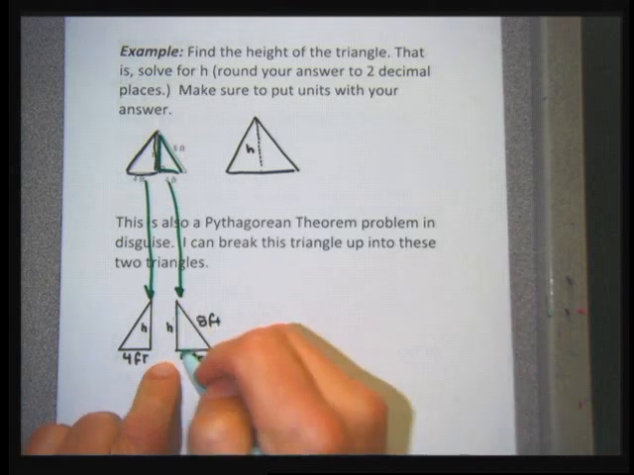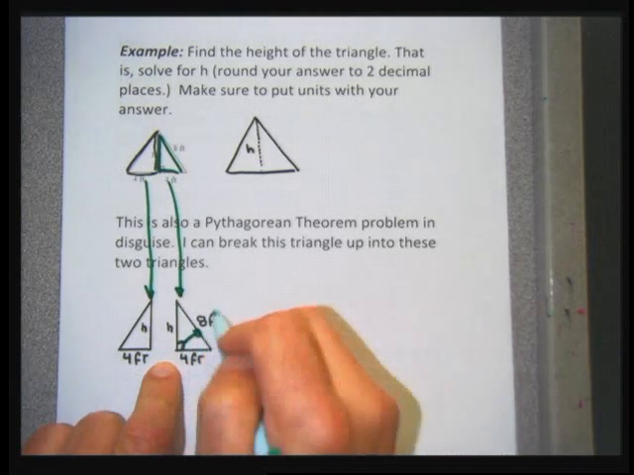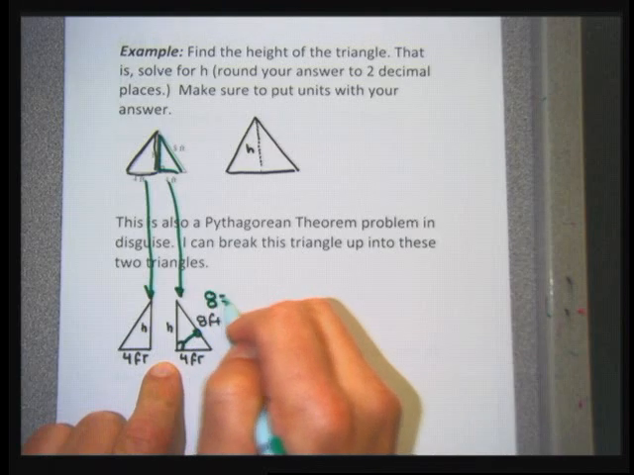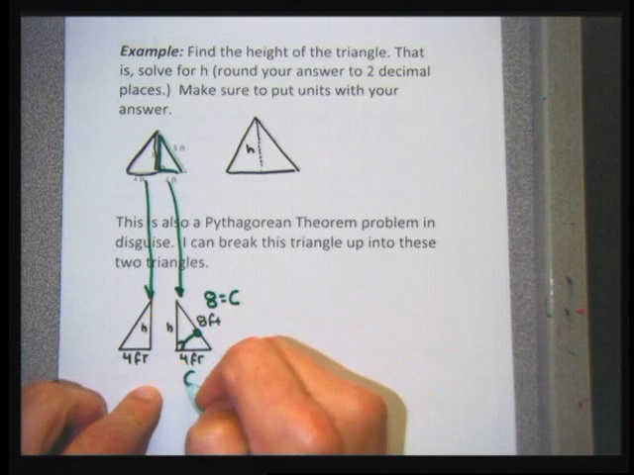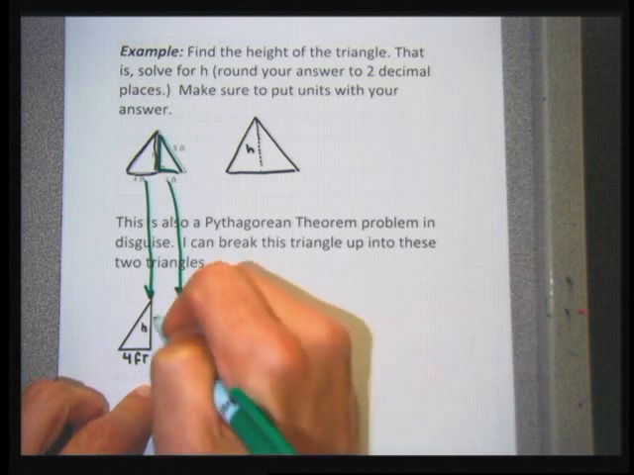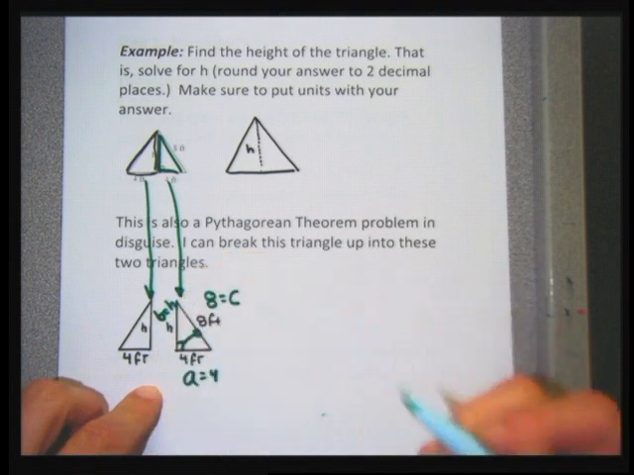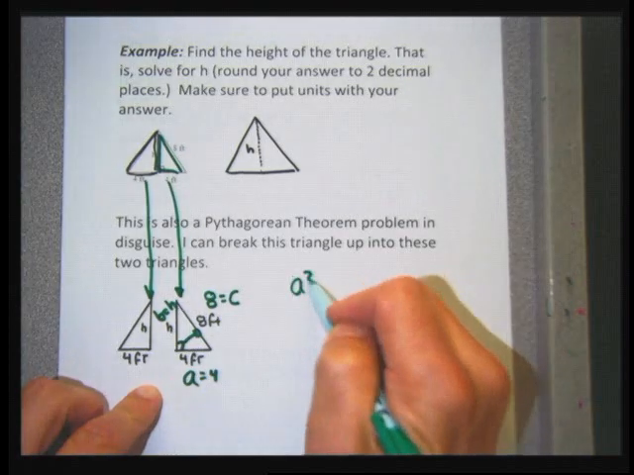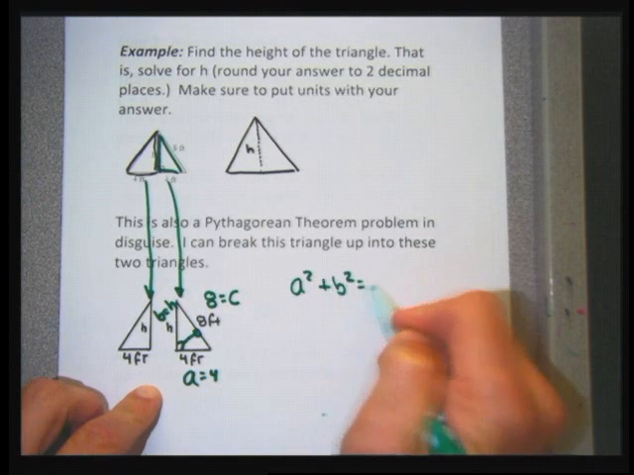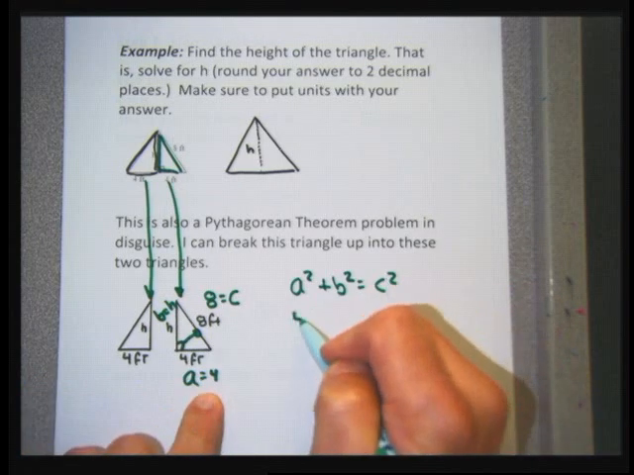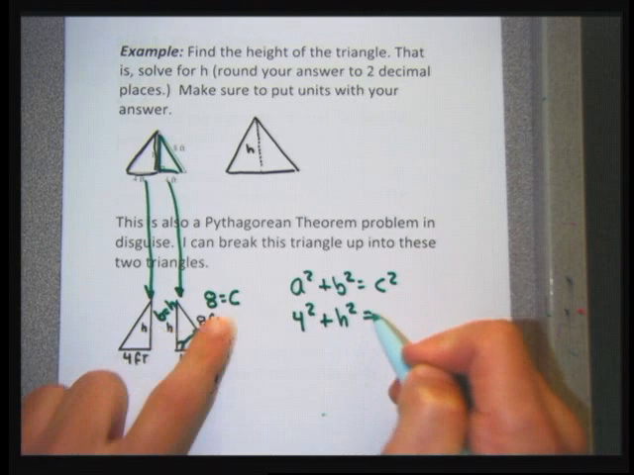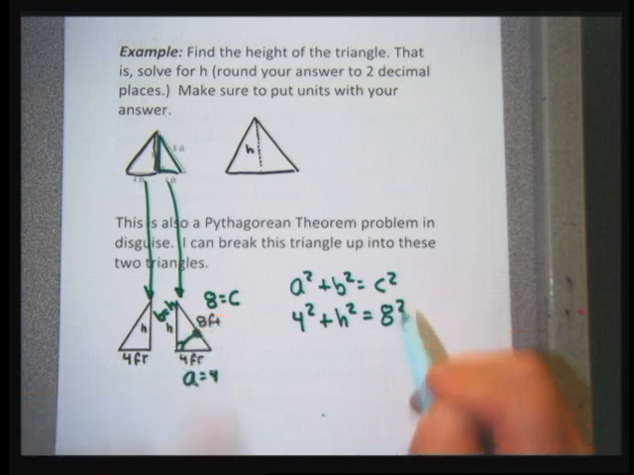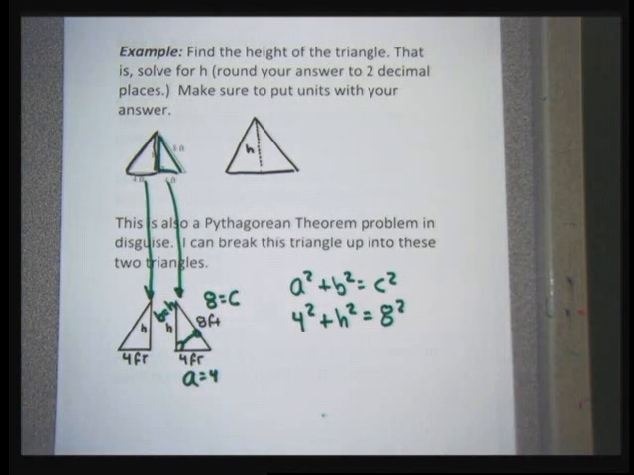And in this triangle, this angle right here is the right angle, so the side opposite the right angle needs to be the C. So my C is going to be 8. And these two sides are interchangeable for A and B. I'm going to make the A equal to 4, and I'm going to make the B equal to H. Then I'm going to use the formula A squared plus B squared equals C squared. In place of the A, I'm going to put the number 4. In place of the B, I'm going to put the letter H. And in place of C, I'm going to put the number 8. So I get 4 squared for A squared plus H squared for B squared equals 8 squared for C squared.